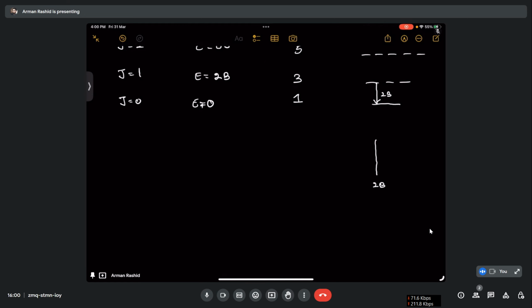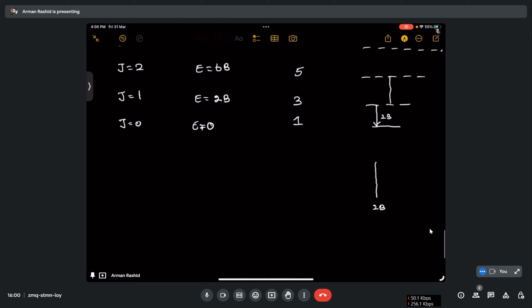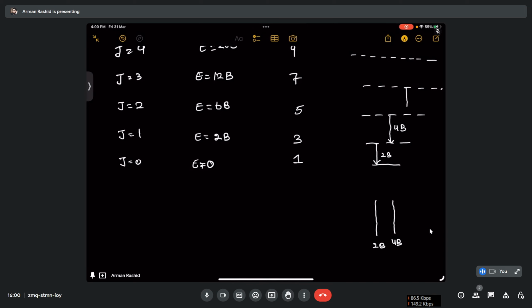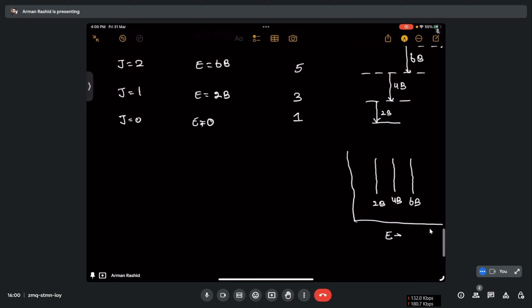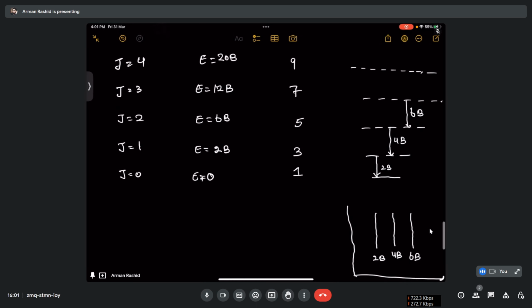Now if we want a transition from here to here, what is the energy separation? It is 6 minus 2, which is 4B, so we'll see another peak at 4B. Then from here to here, what is the difference? 6B. We'll see a transition at 6B. So if this is our intensity axis and this is our energy axis, then from here to here it will be at 8B. So we'll see another transition at 8B.